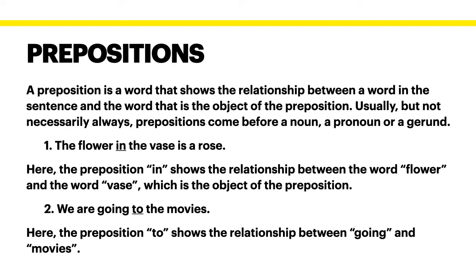Second sentence, we are going to the movies. So here the preposition is to. It is connecting the verb going and the noun movies. Where are we going? We are going to the movies. That is the connection. So movies here is the object of the preposition.